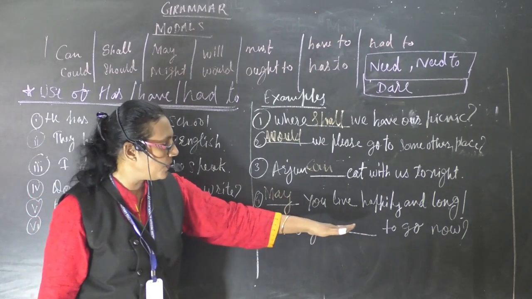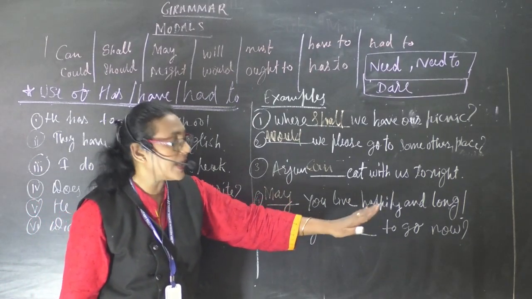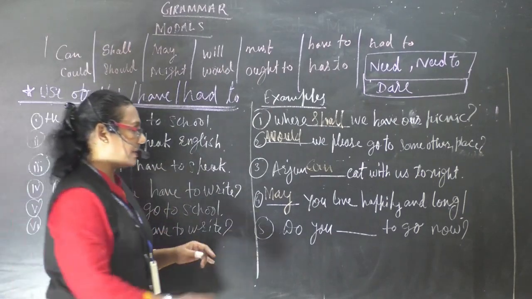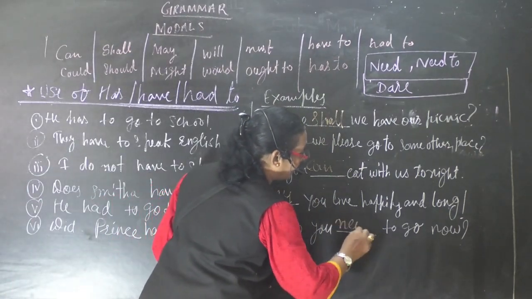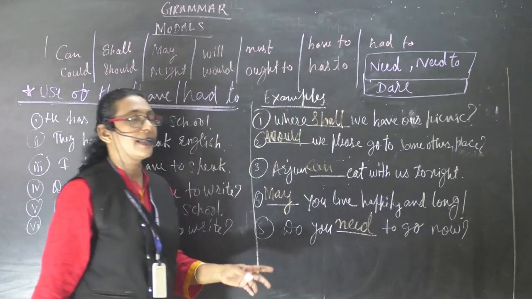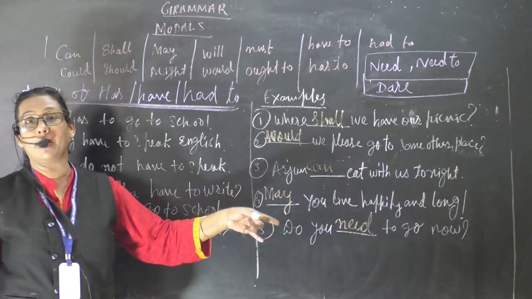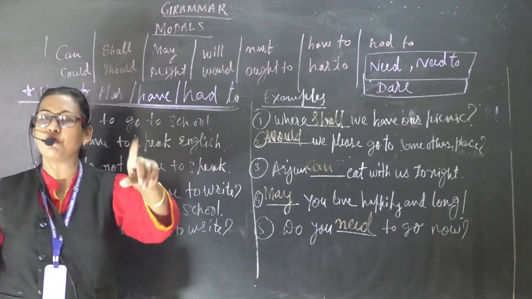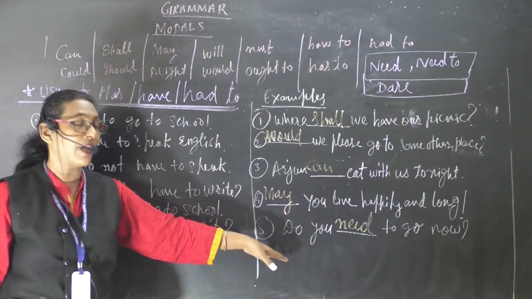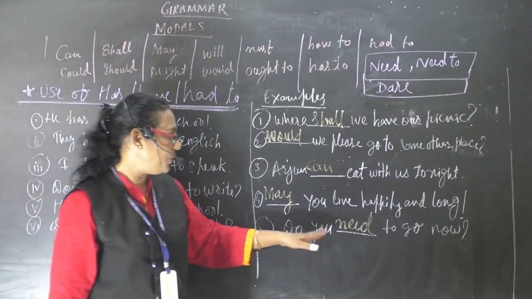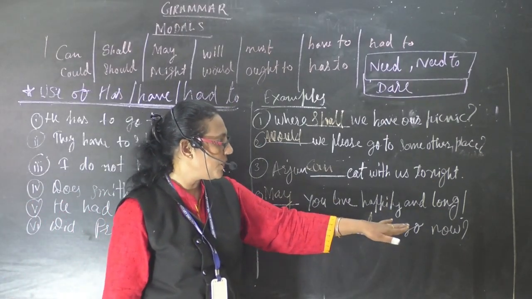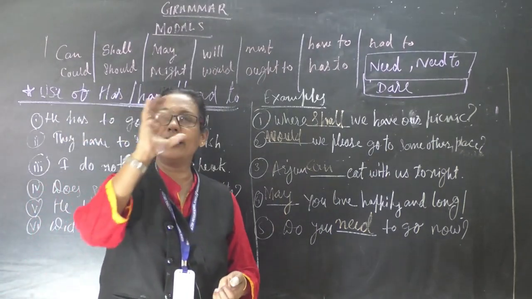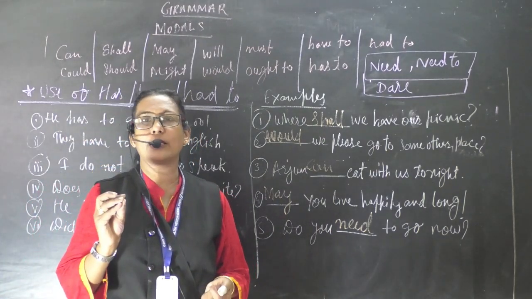Do you need to go now? Do you need? Here, as a main verb, we have it. Normally we use the infinitive form after a modal, but here we are in the semi modal. So, do you need to go now? Here we have learned the complete modal. It's you need, dear children.